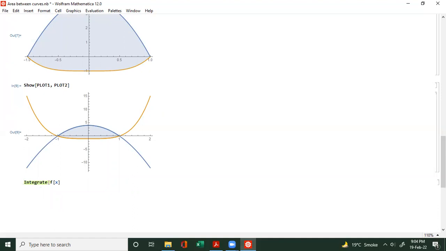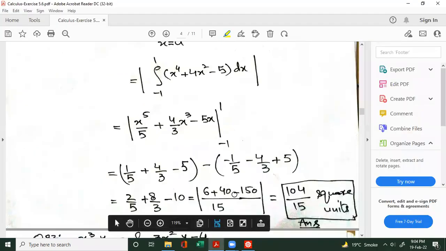Our first function name was f of x, the second function name was g of x. We want to integrate f of x minus g of x, from the limits of x from -1 to +1. As I execute it, my answer is 104/15 square units. So that actually matches that answer.